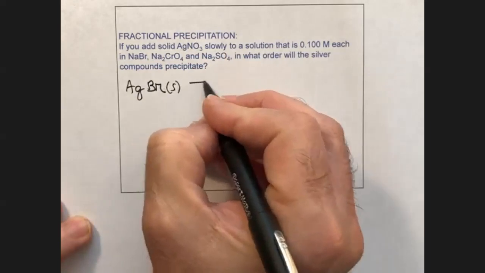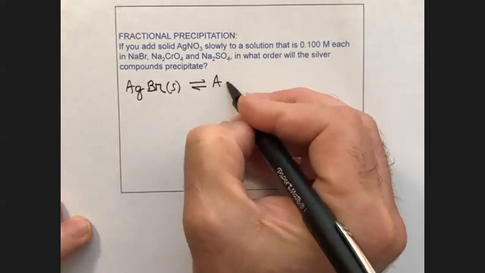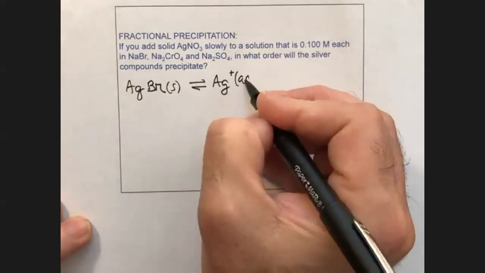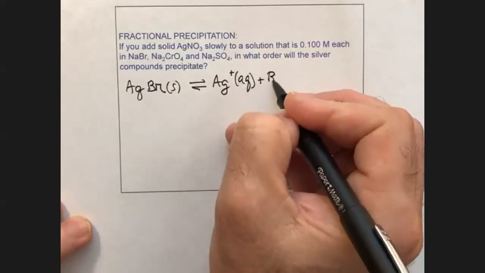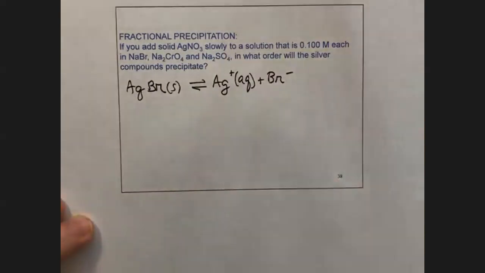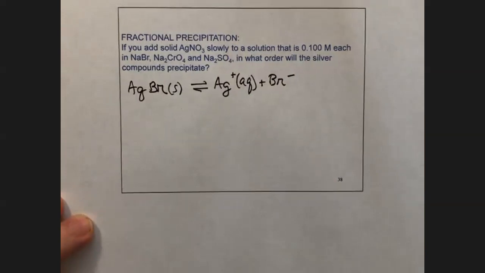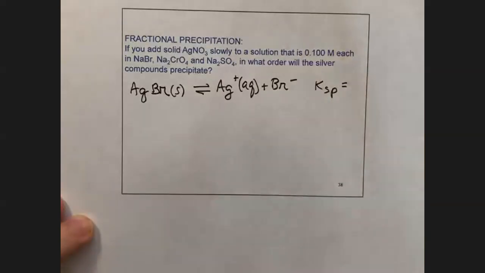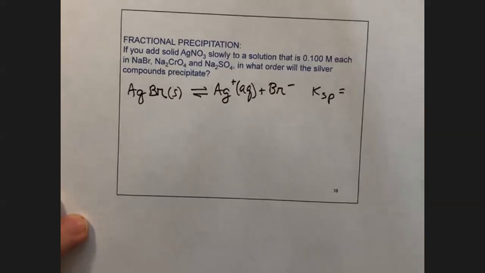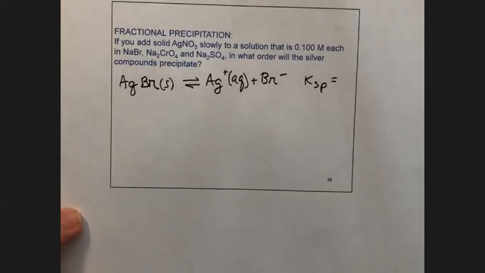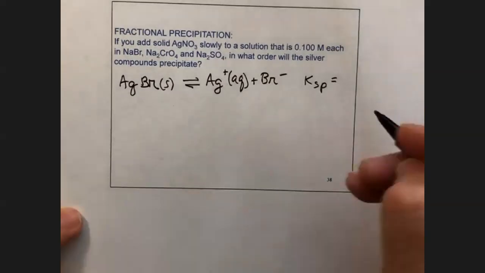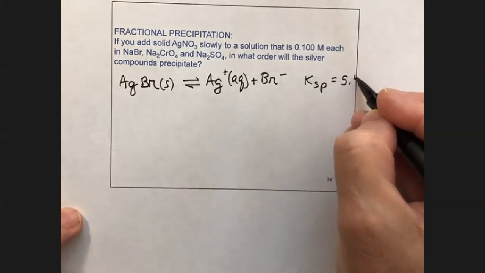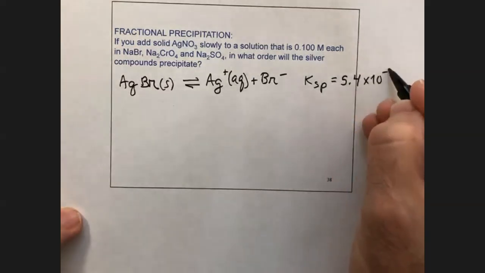And when I calculate that, I get silver and I get bromide ions. And I'm going to have to look up what is the KSP of that. So again, it's one of those problems where they didn't give you the KSPs, but hopefully they'll give them to you if you have this in a test, right? 5.4 times 10 to the minus 13.